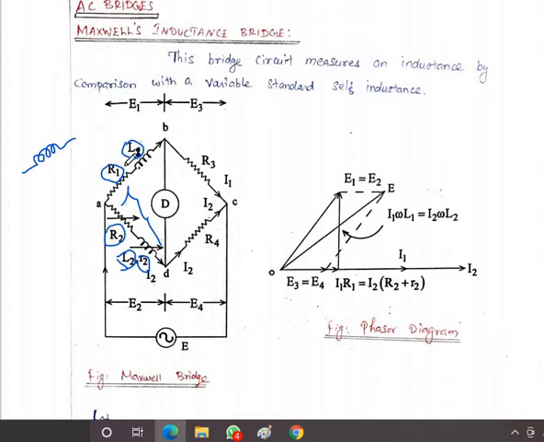Here we have L1, and the internal resistance of coil L2 is small r2, because the coil has some resistance. The opposite arms have two resistances, R3 and R4. This is a pure resistive load, and these two values are known. We connect the voltage source, not DC but an AC source, across A and C. The alternating supply is given to these terminals, and we connect the detector or galvanometer across the terminals B and D.